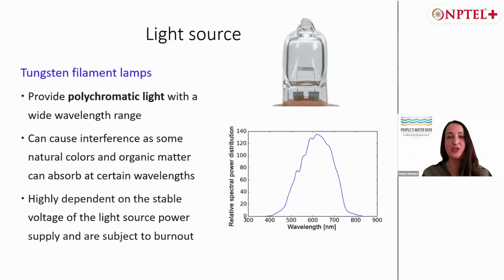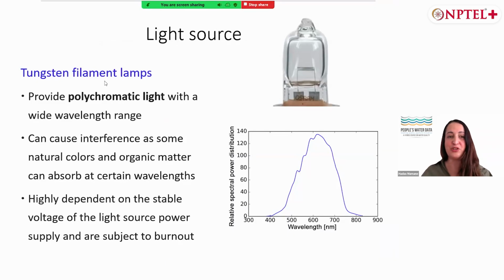We can have multiple types of light sources. One of the light sources could be, for example, tungsten filament lamps. And as you can see here with the spectral image of this lamp, we can see that it's polychromatic. What does it mean, polychromatic? Polychromatic means that it emits light over a wide range of wavelengths.